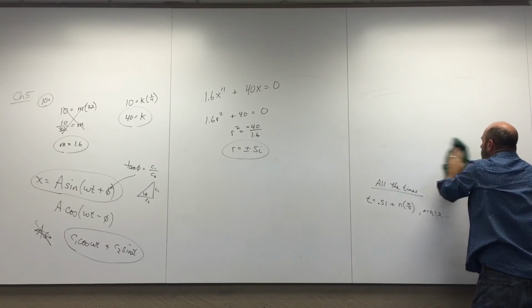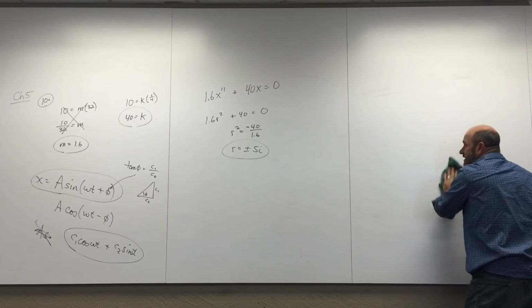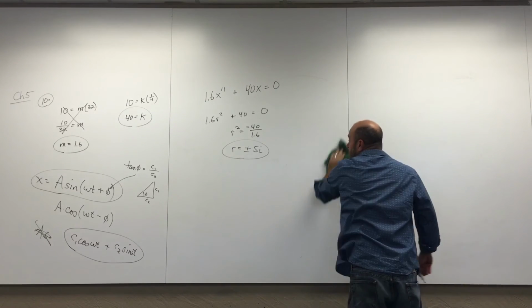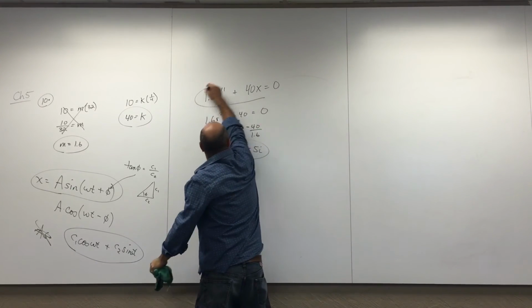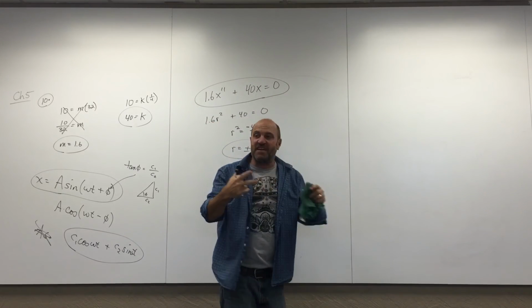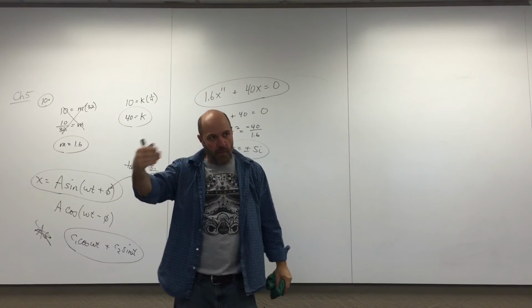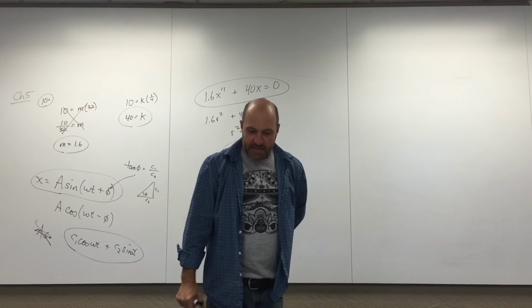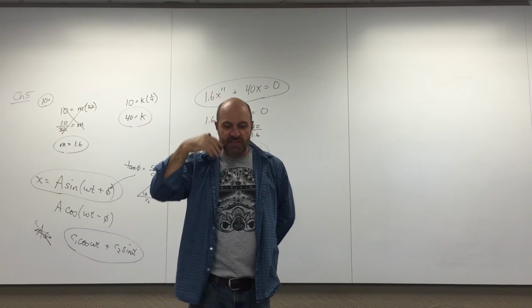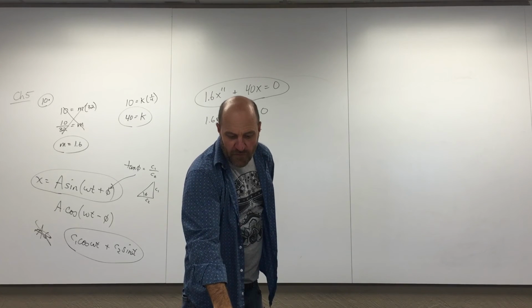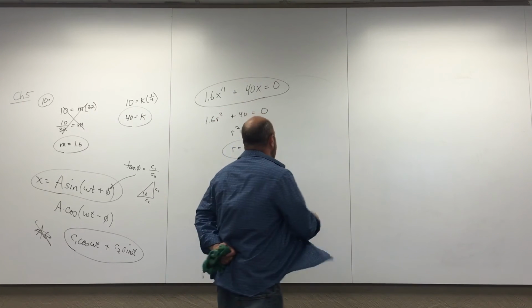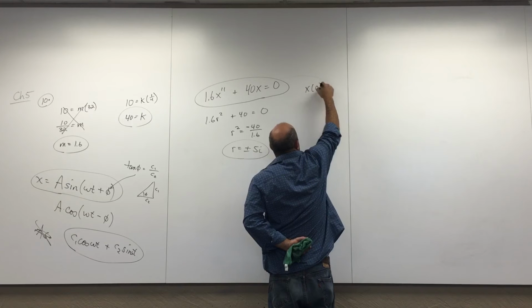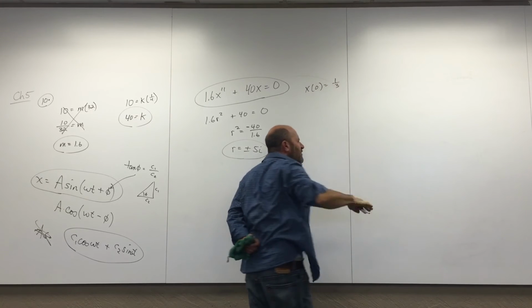Well, I went ahead and started solving my DE. It's smart, when you write the DE, to put the initial conditions with it. I kind of got going a little fast. What are these initial conditions? It says it is initially released from a point 1/3 of a foot above equilibrium. Hold on. X of 0 is 1/3 above equilibrium.